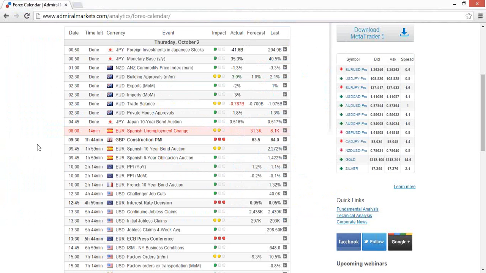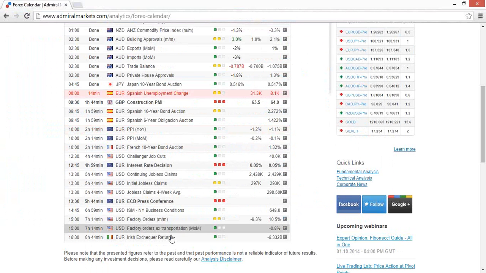We got some news events here. The second, we had pound PMI coming up. And of course, the big event for the euro is the euro interest rate decision and the ECB press conference.